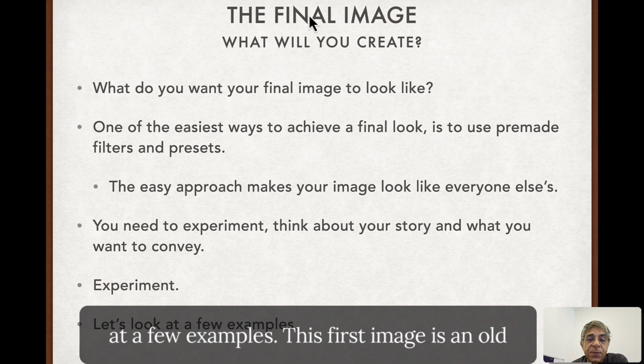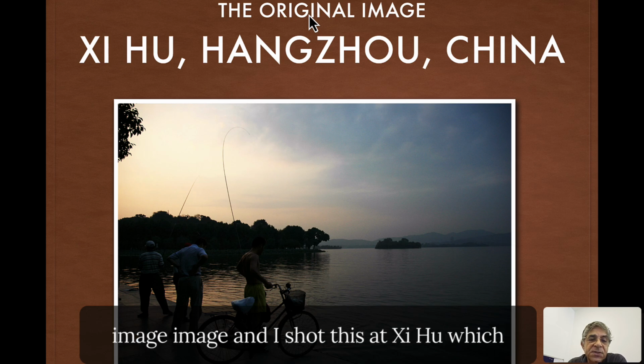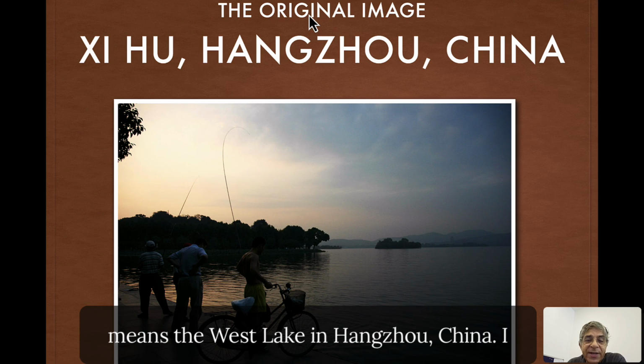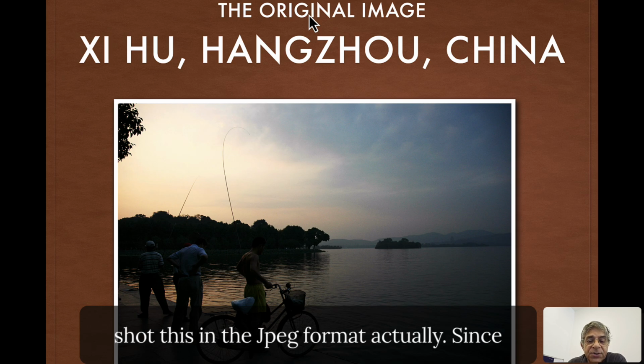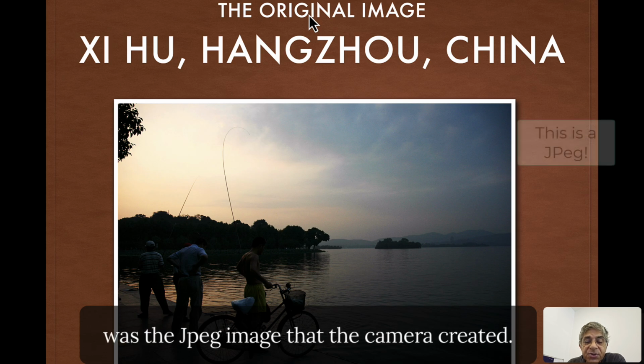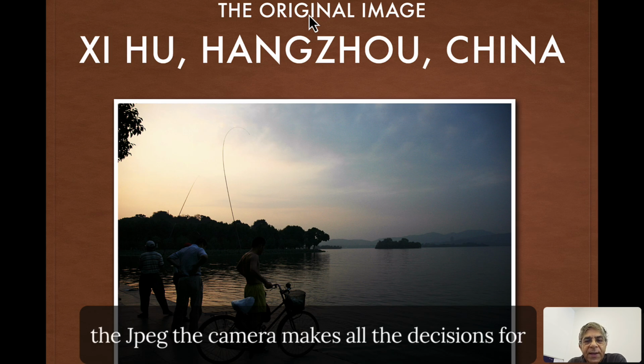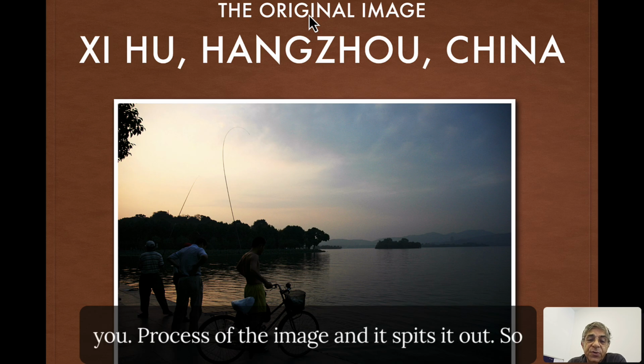So let's look at a few examples. This first image is an old image, and I shot this at Sihu, which means the West Lake, in Hangzhou, China. I shot this in the JPEG format actually. Since then I've only been shooting in RAW, but this was the JPEG image that the camera created. Now what happens when you are shooting in JPEG? The camera makes all the decisions for you. It processes the image and it spits it out.